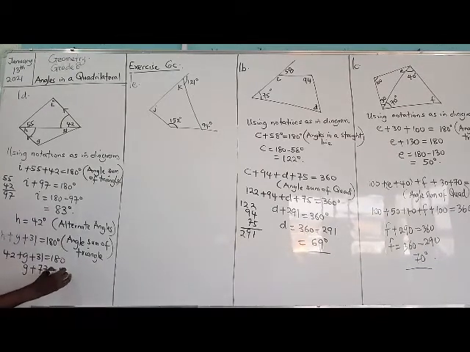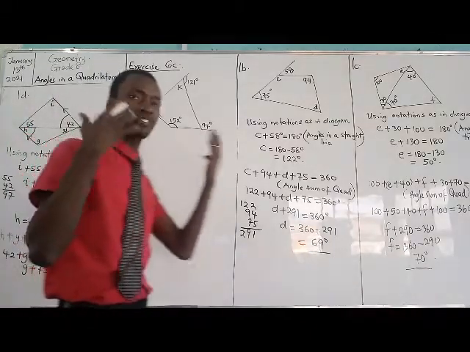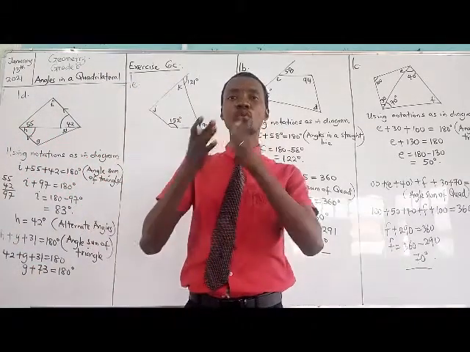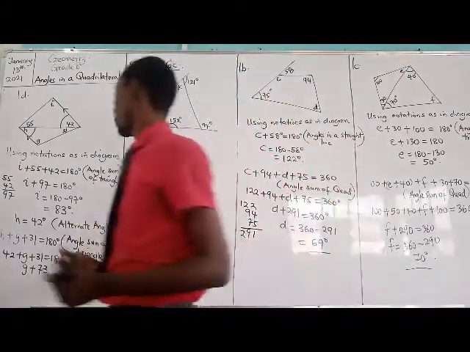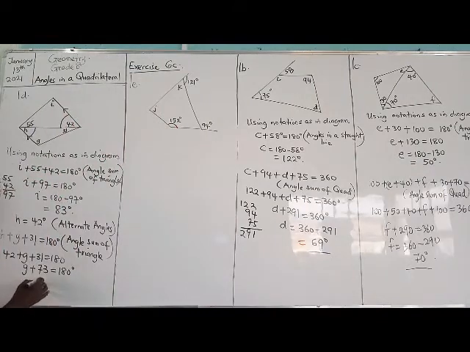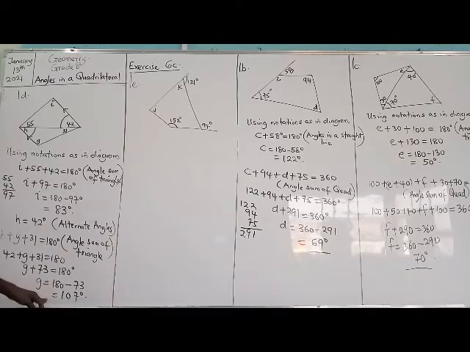I also like to teach my children to learn randomness. It's always very good if you're able to solve things randomly too. Not every time you go in order. Sometimes you really need to be random. So with that settled, G will be equal to 180 minus 73. And obviously that should give me 107 degrees. And that will close out that answer. 107 degrees will close out that answer.